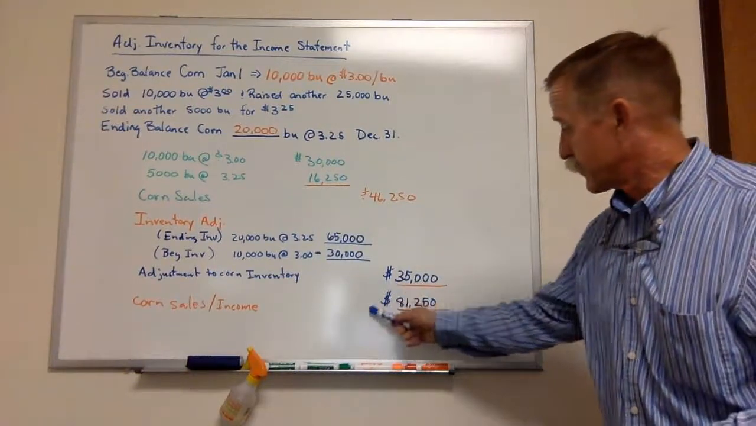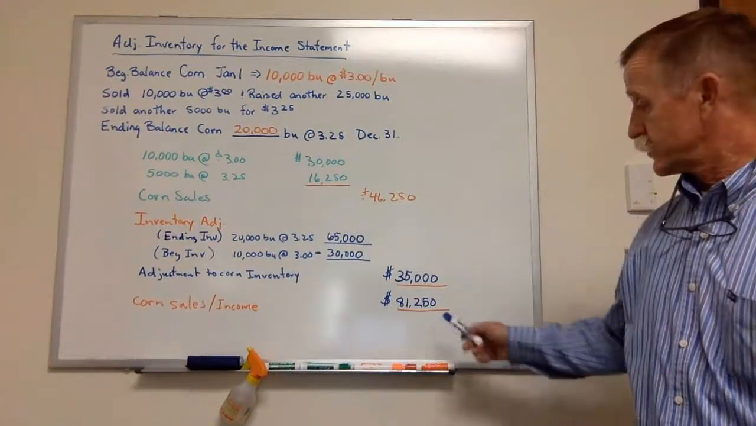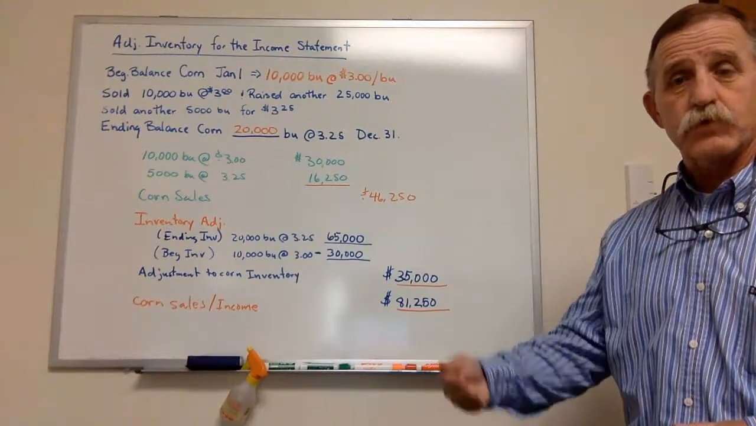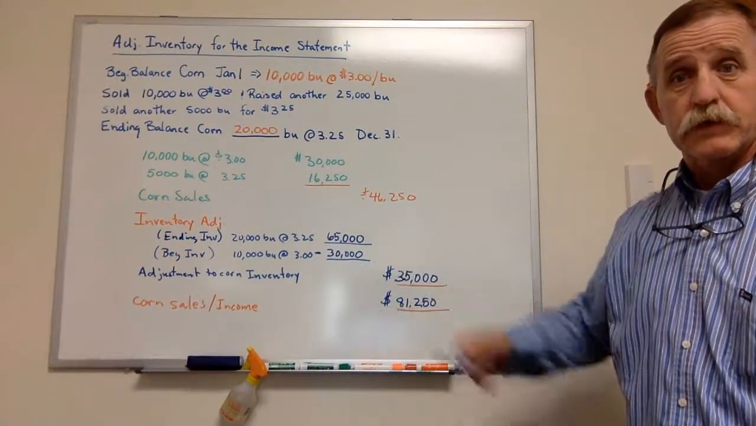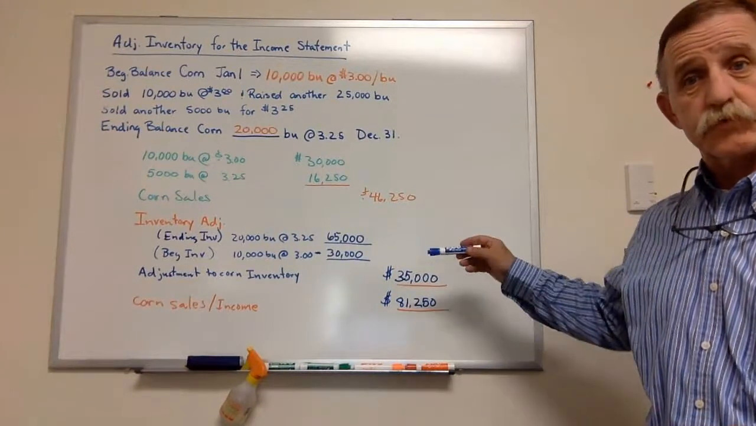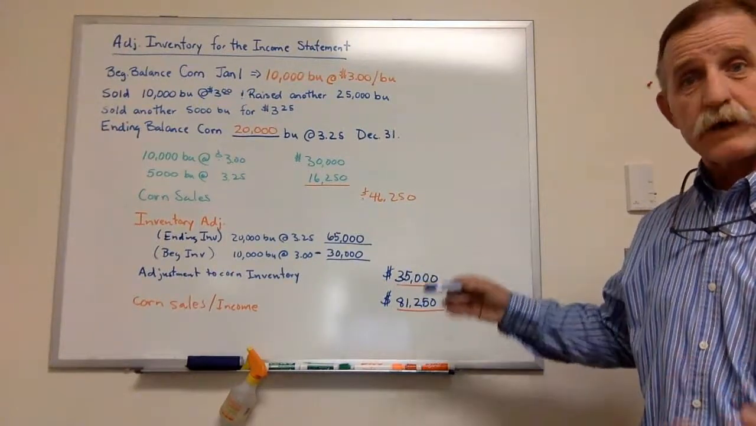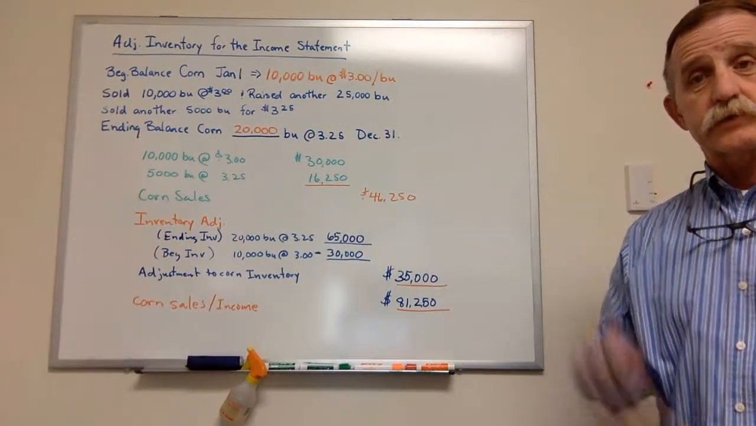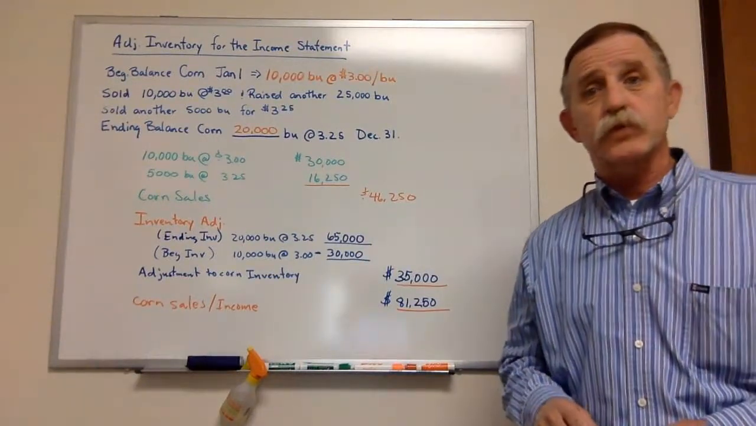But if we're doing everything on an accrual basis for that year, we should show $81,250 worth of income for the corn crop, even though there is some in the bin still. All right? That way we are showing the proper amount of income, and then it will be reflected accurately in the profit or the bottom line of your income statement. So that's how you do your income statement, your adjustments to income, and when you're talking about an inventory item.